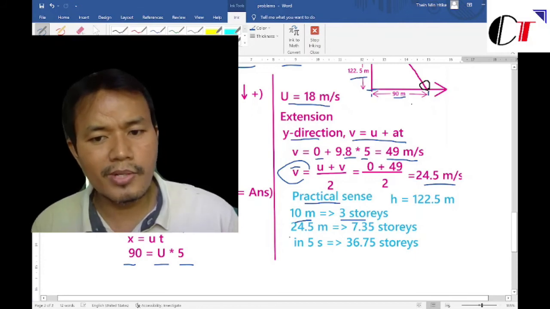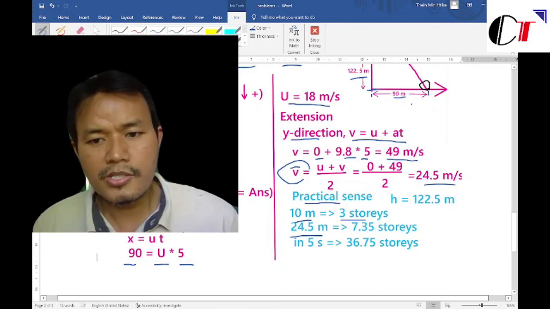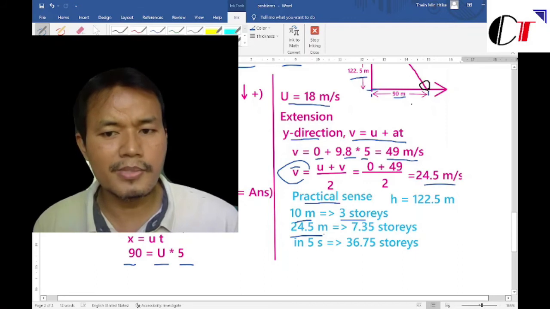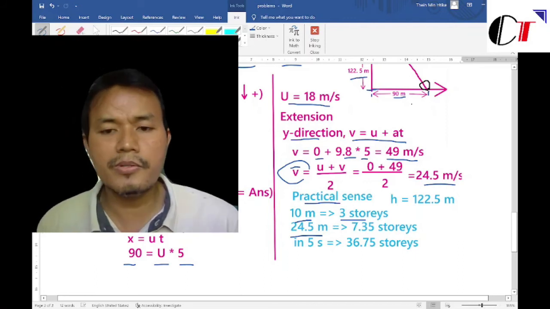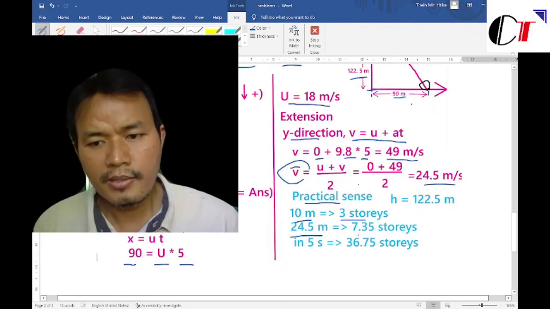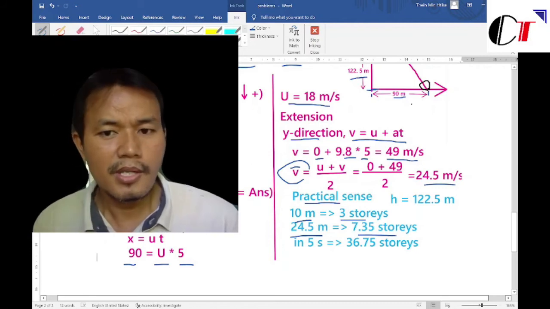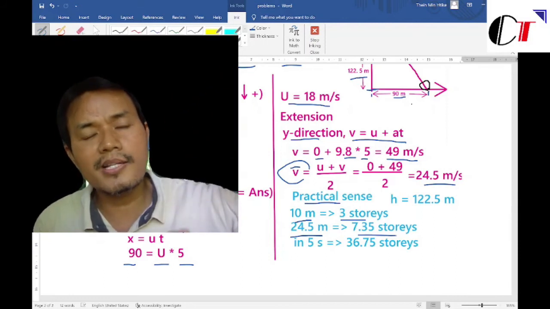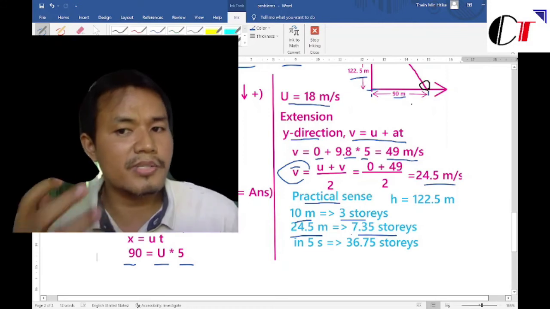So now that 24.5 meters, we want to show it in how many stories. So 10 meters is 3 stories, so 24.5 meters will be just 7.35 stories. And of course, the way you do it is 24.5 divided by 10 multiplied by 3. So you will get around a 7-story building within 1 second. So your object, within 1 second, can pass through a height equivalent to a 7-story building. So this is the way you try to get a sense of the speed.